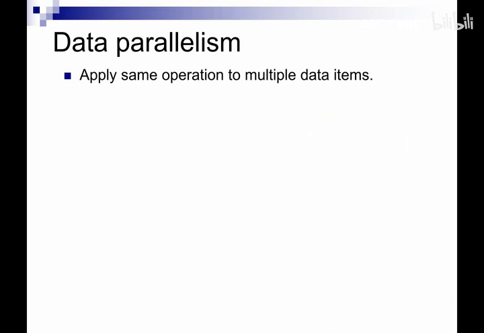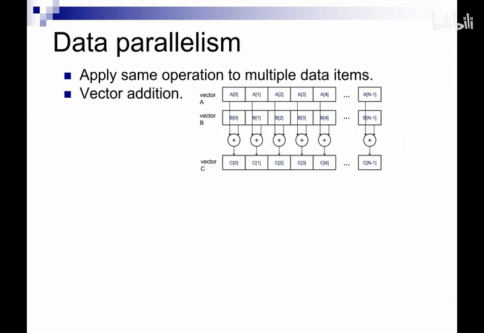So what are these data parallel tasks? The idea for data parallelism is that we apply the same operation on multiple data items, so we're parallelizing across the data. It turns out that there are many problems which are data parallel. Of course, there are problems which are parallel but not data parallel, but there are also many important parallel problems which are data parallel.